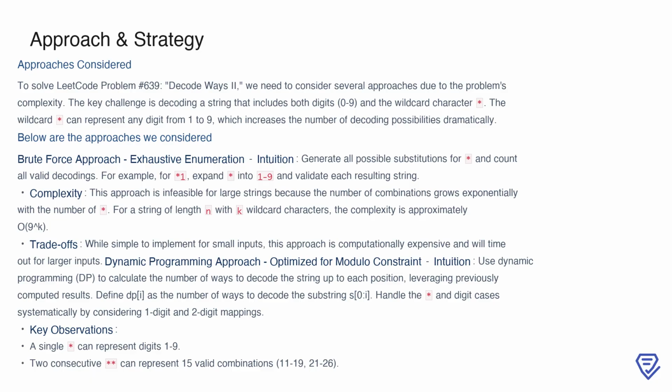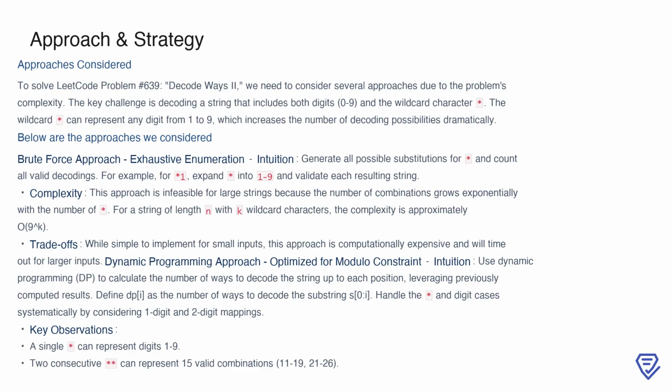To tackle the problem of decoding a string with digits and wildcard characters, we explored several approaches. The wildcard asterisk makes decoding more complex since it can represent any digit from 1 to 9, creating numerous possibilities. One approach is brute force, where we generate all possible substitutions for asterisk and count valid decodings. For example, in asterisk 1, that asterisk is expanded into digits 1 through 9, and each resultant string is validated.